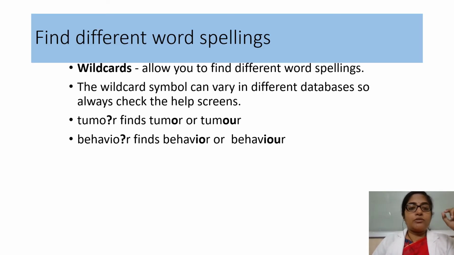Now for different word spellings, we have wildcards to allow you to find them. The wildcard symbol can vary in different databases, so always check the help screens. For tumor, we put a question mark between the M and the O and R, and it finds tumor or tumour. Behavior, again: we don't have to worry about the spelling if we use the wildcards.